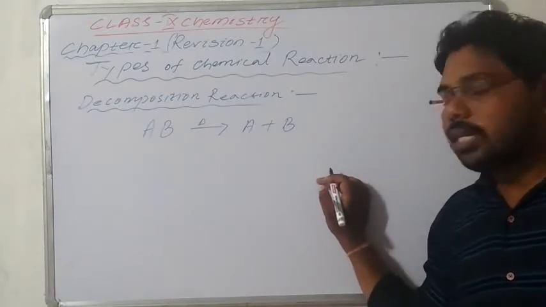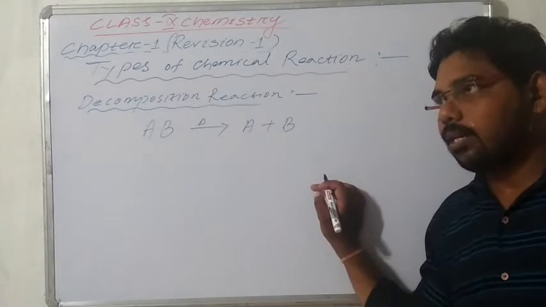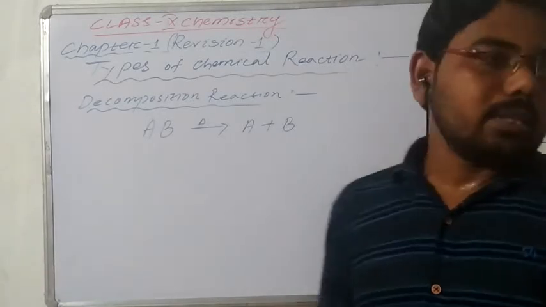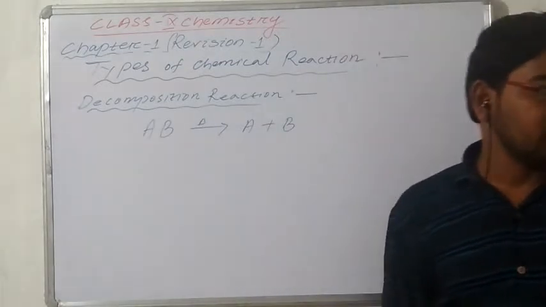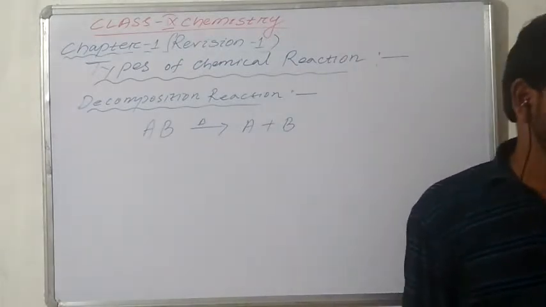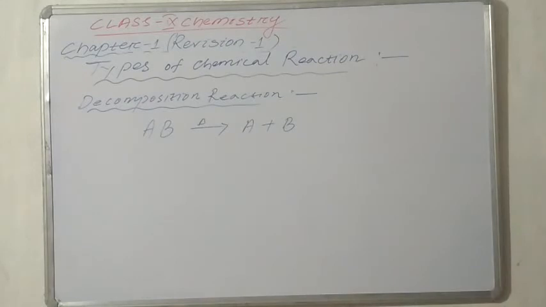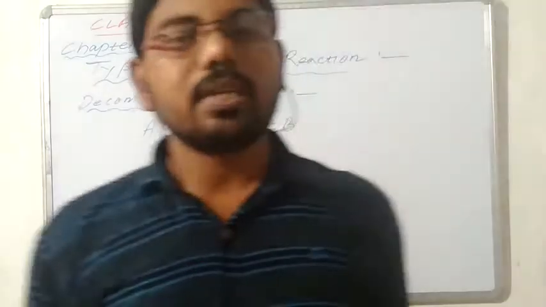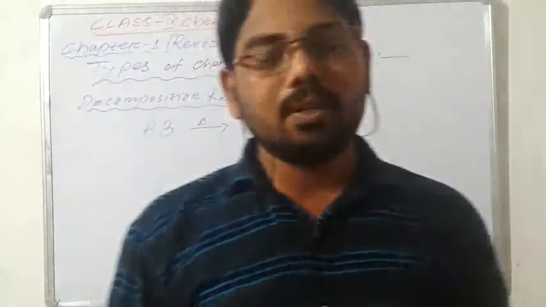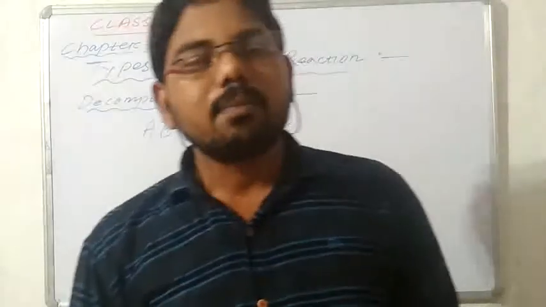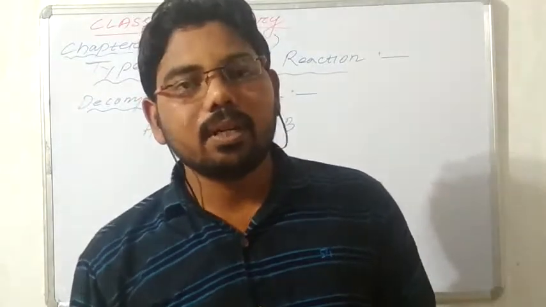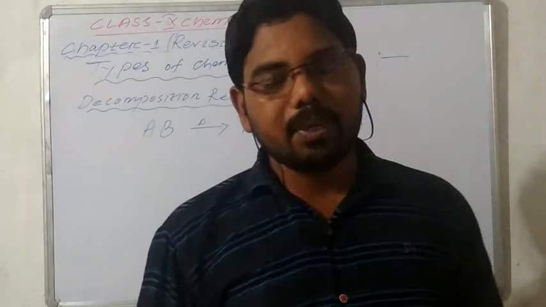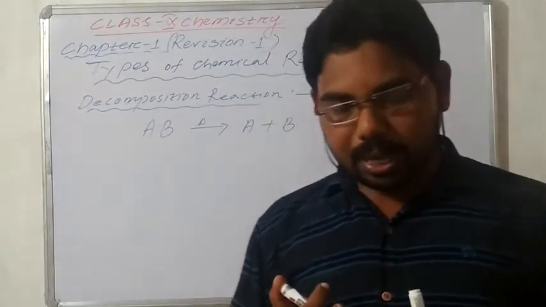And decomposition reactions are of three types. One is thermal decomposition reactions, one is photochemical decomposition reactions, and another is electrolysis. Thermal decomposition reactions occur in the presence of heat; a substance which breaks by the presence of heat energy is known as a thermal decomposition reaction. And photochemical reactions occur in the presence of sunlight. Photo means light energy.